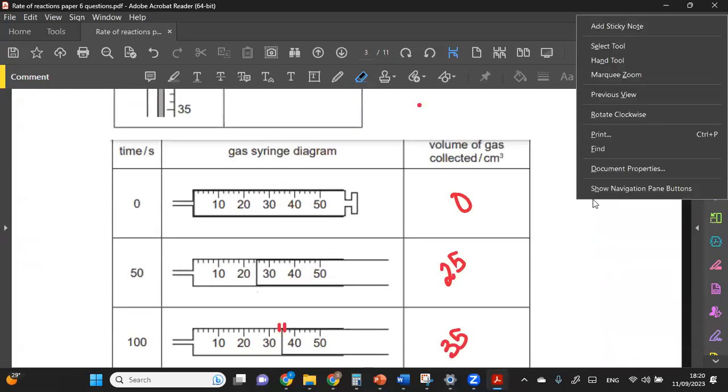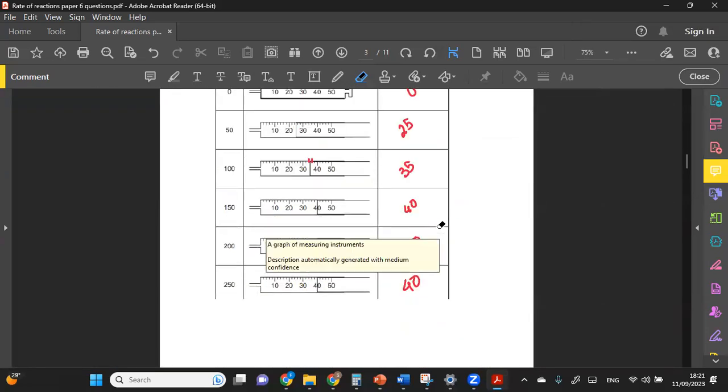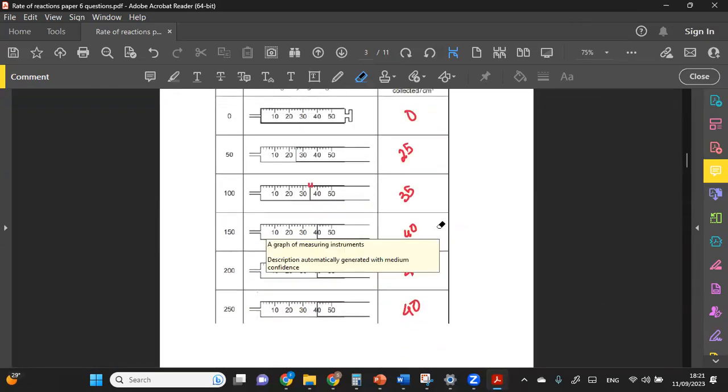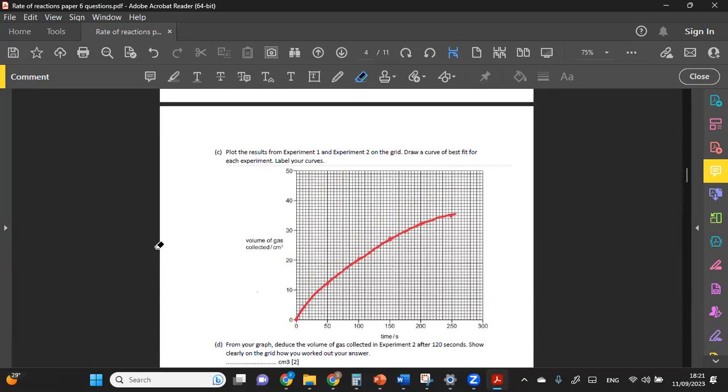Graph number 2 is again over here. This is experiment number 2. So we have to make it for both the experiments. So again, let me just quickly note down these values. And now let's go back and draw our graph again.